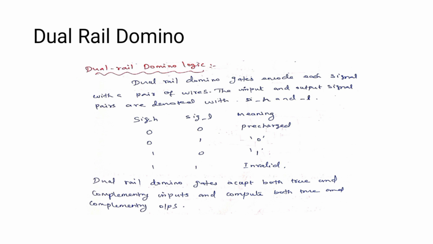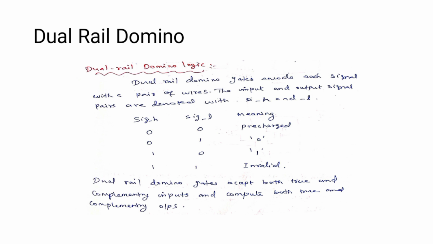In this dual rail domino we can get both true and complementary output. Okay, so we are getting input the same, like true input and complementary input, as well as true output and complementary output. That is the beauty of dual rail domino. So we don't want to go for a separate circuit for getting inverting and non-inverting output. In a single circuit we can get both inverting and non-inverting dynamic domino logic outputs.